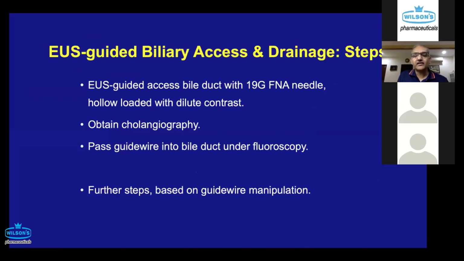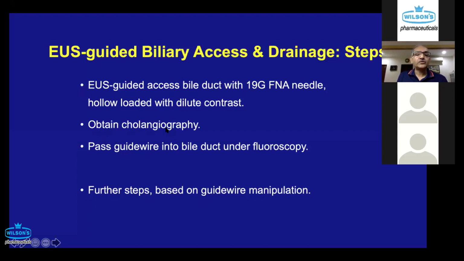So, a few slides on the steps that we do for EUS-guided biliary access and drainage. You access a dilated bile duct with a 19 gauge needle. Use the hollow needle and not one with a stylet. This hollow needle is loaded with dilute contrast. So that's the first trick: never go with a fresh needle. Take out the stylet before introducing the needle inside the patient.